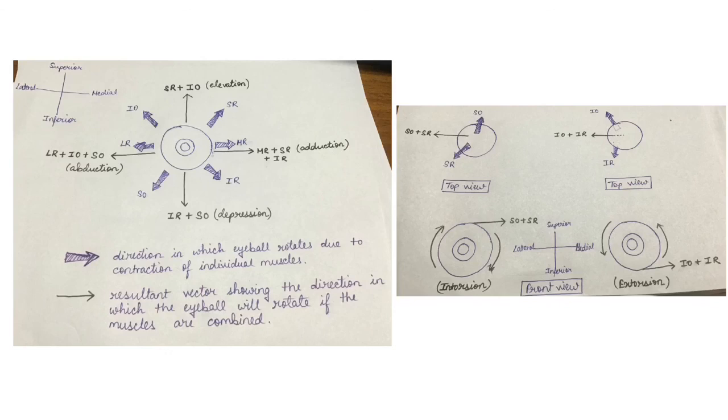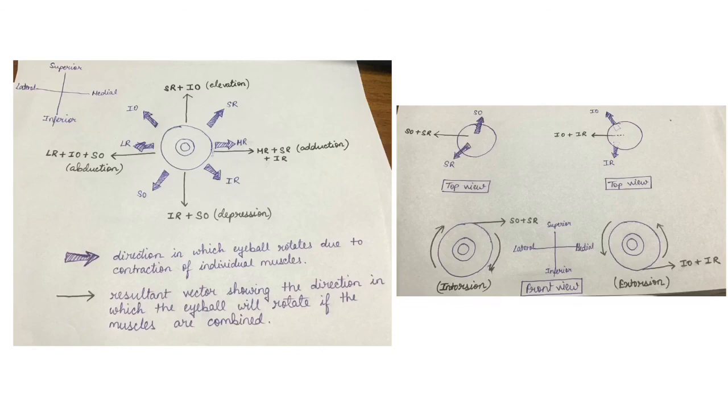Here the blue arrows indicate the individual vectors, or the direction in which the eyeball rotates due to contraction of individual muscles. So it will rotate upwards and medially for superior rectus, downwards and medially for inferior rectus, downwards and laterally for superior oblique, and upwards and laterally for inferior oblique. It will rotate medially for medial rectus and laterally for the lateral rectus.